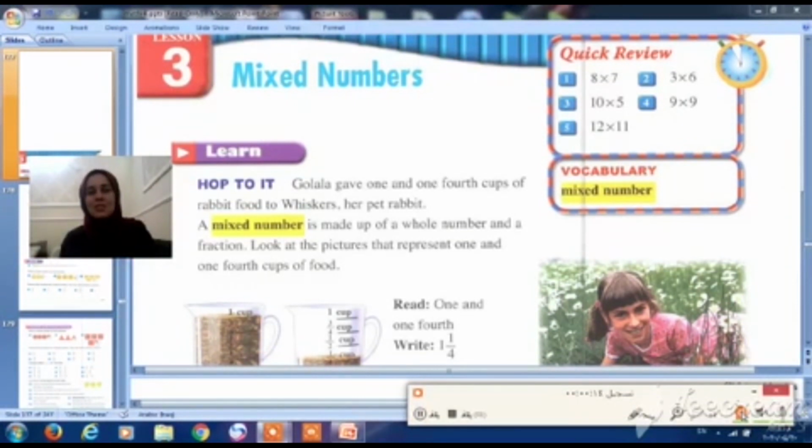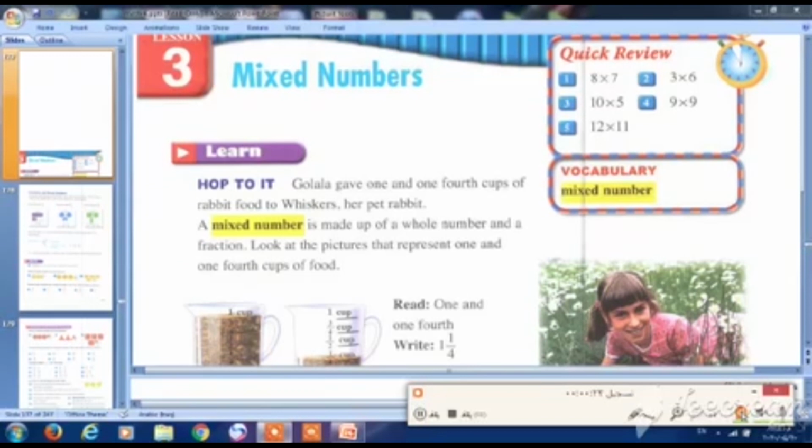Today I am going to continue the lesson we stopped at school before the holiday. Now we start from lesson 3, chapter 9. So we have this subject, mixed numbers. Let's find out together what a mixed number is. A mixed number is made up of a whole number and a fraction.